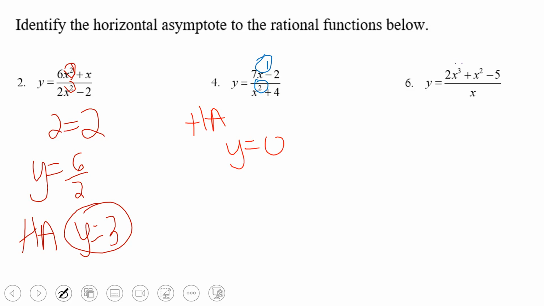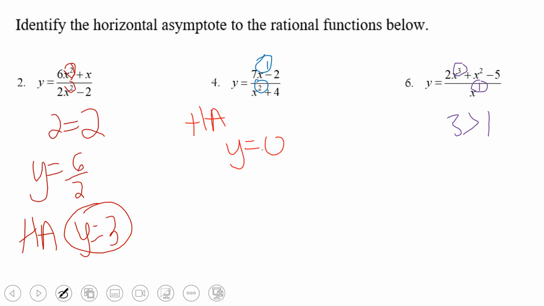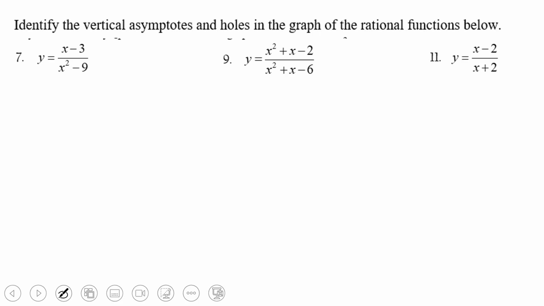Our last one, we have a degree 3 and a degree 1. So 3 is greater than 1, and that's going to be that third rule. When the degree in the numerator is larger than the degree in the denominator, our horizontal asymptote will not exist. It's not available. Let's now talk about holes in graphs and vertical asymptotes.